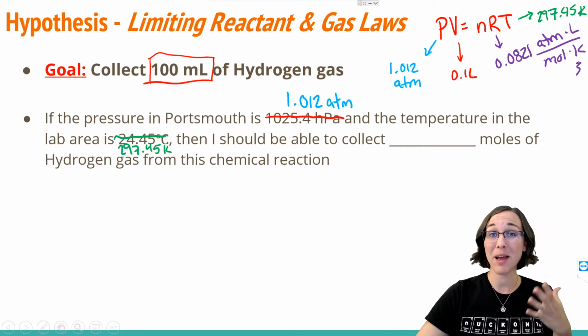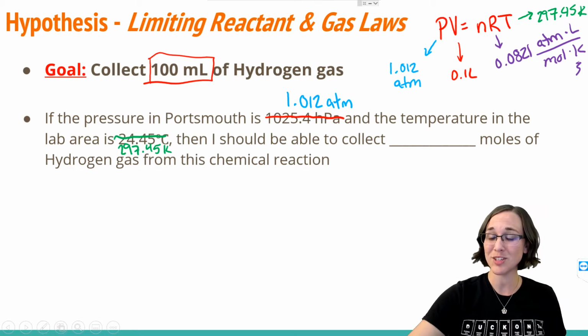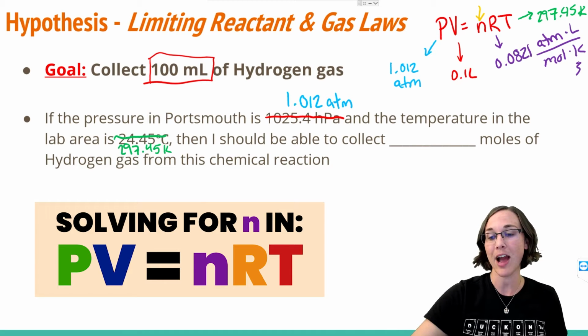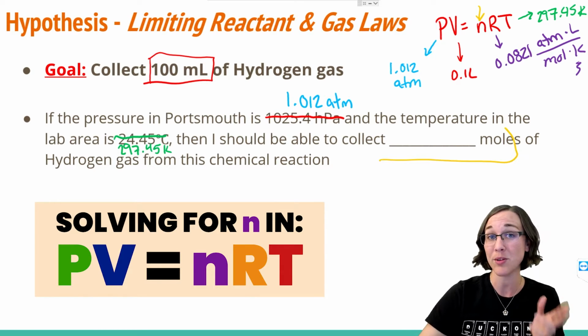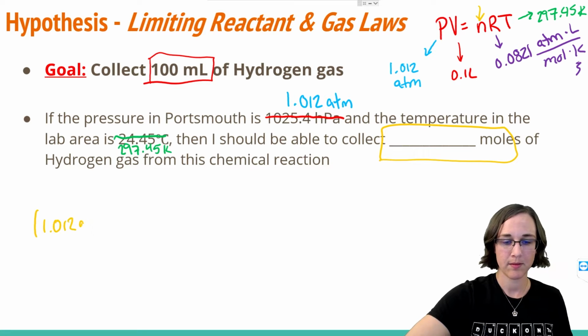Great, now that I have all my variables to plug in, all that's left to do is solve for n so we can figure out how many moles of hydrogen gas could be created under these conditions.